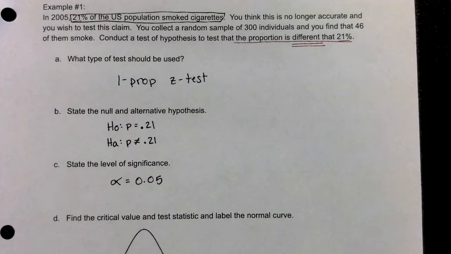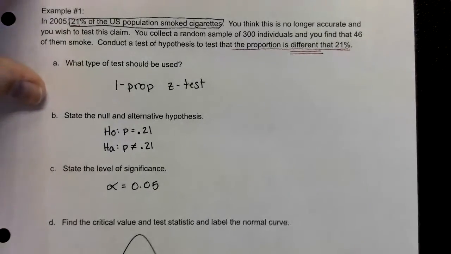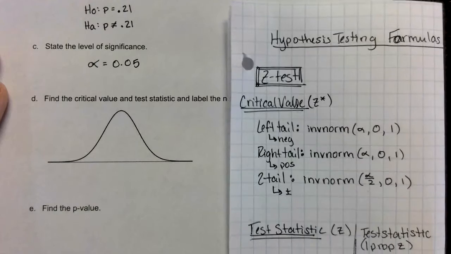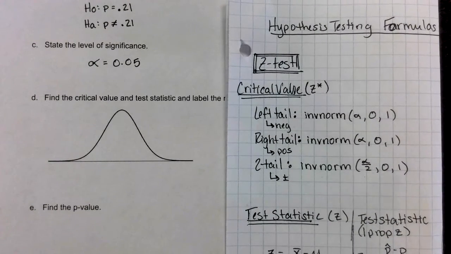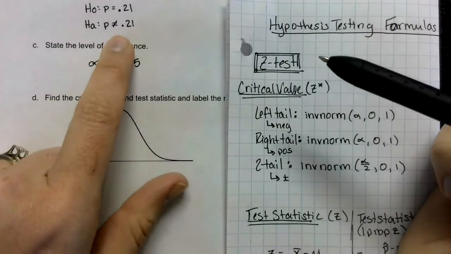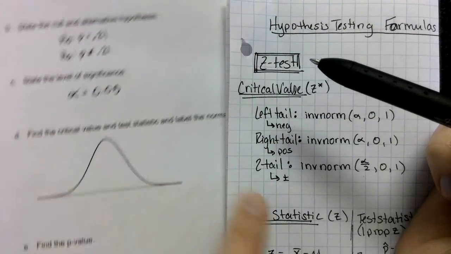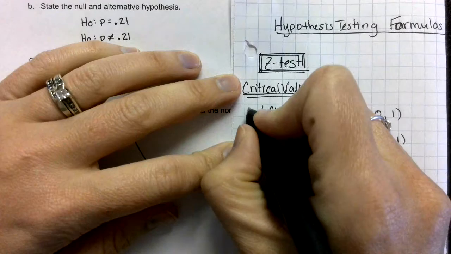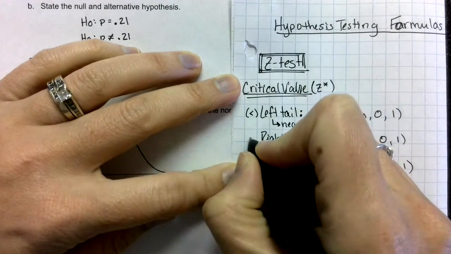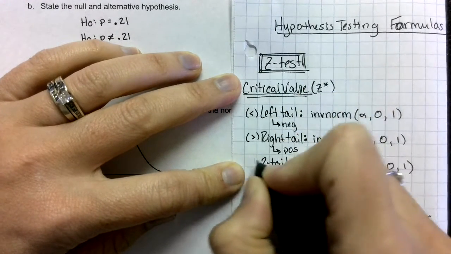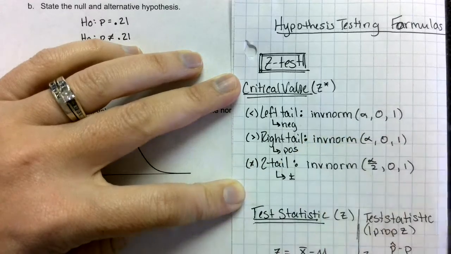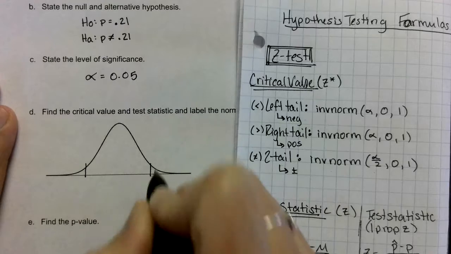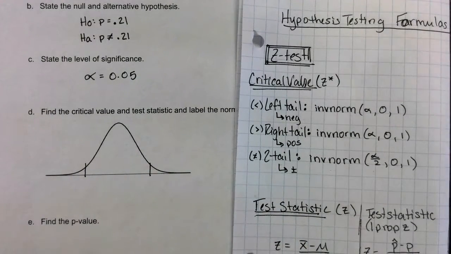So now I'm going to start finding my critical value and test statistic. Here's my formula sheet for critical value. Because this is not equal, that makes it a two-tail test. Maybe I should add that to this formula sheet: left is less than, right is greater than, two-tail is not equal to. That means I'm going to have two critical values, one on each side.